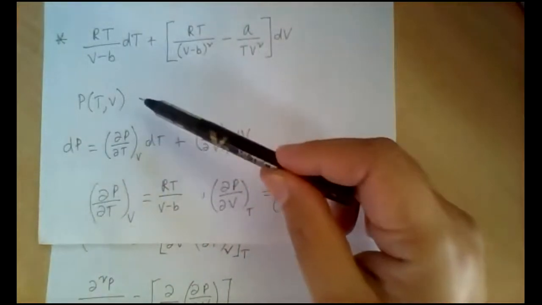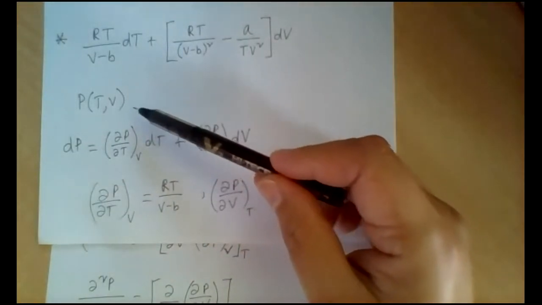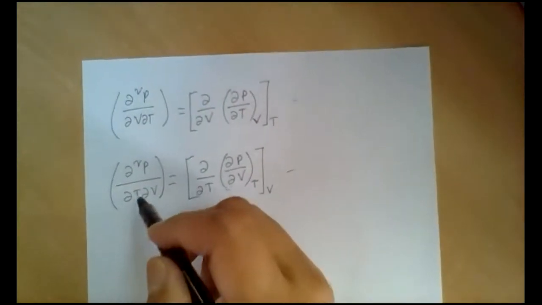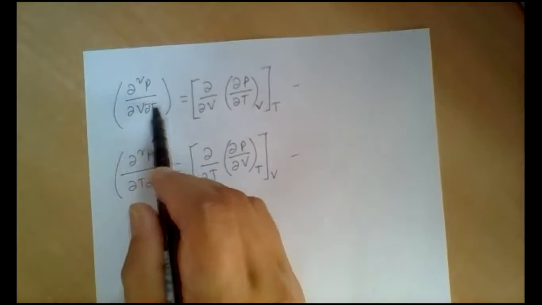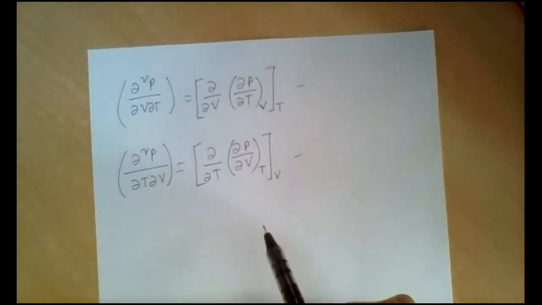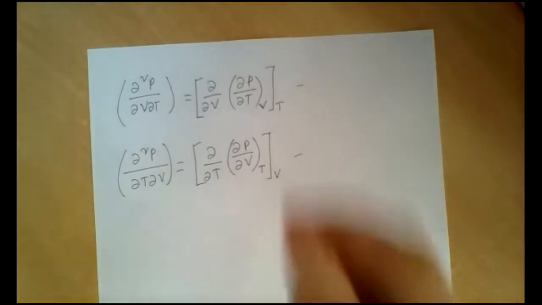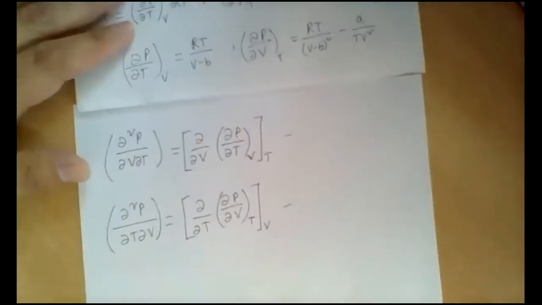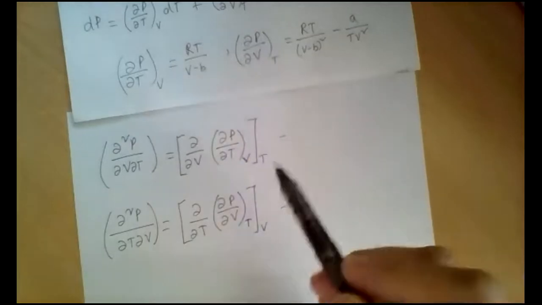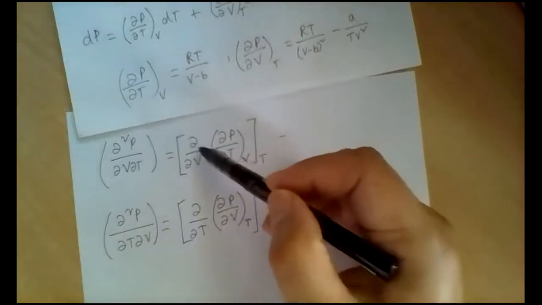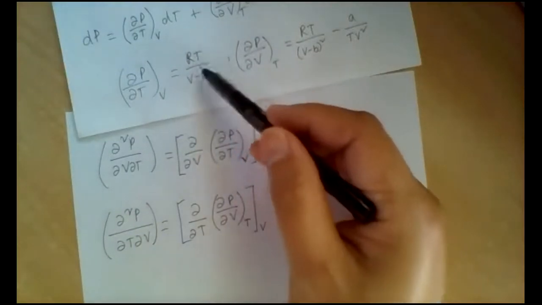If P exists, it should satisfy this condition. The second order mixed partial derivatives should be equal when the order is interchanged. For this given example, let us check whether this is true or not. So first del P by del T, and now let us differentiate this with respect to V.